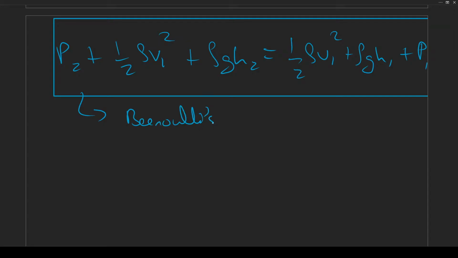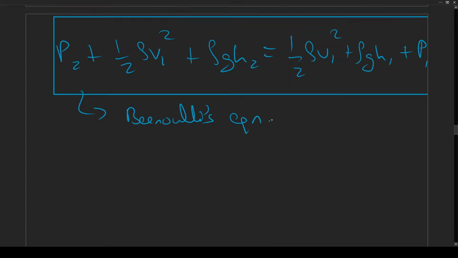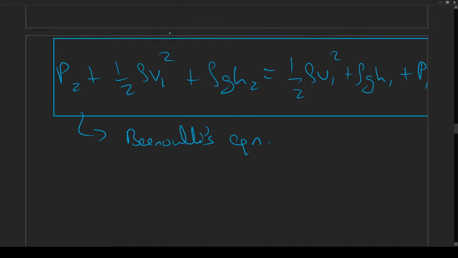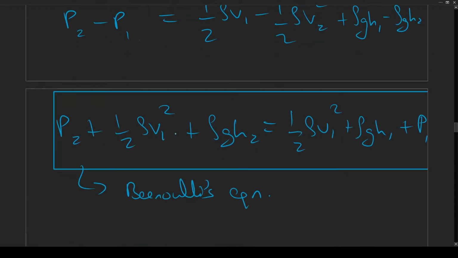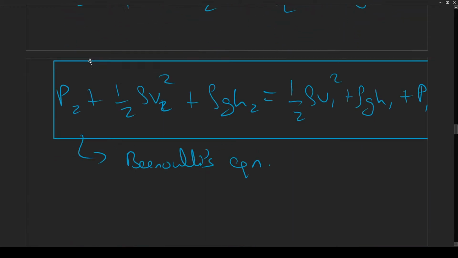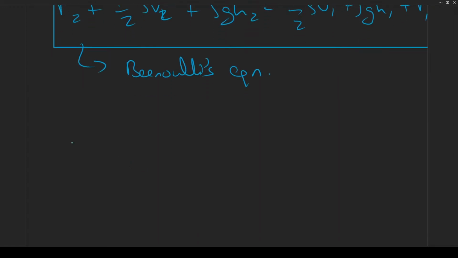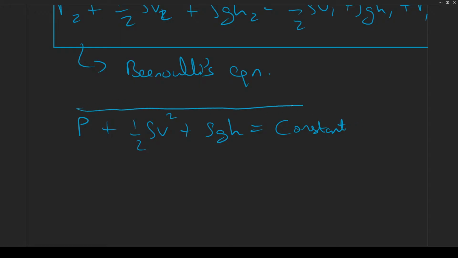Bernoulli's derivation. Based on this, since there are two different values at two different positions, and this is supposed to be two, at any two different positions of the pipe we can consider P plus half rho V square plus rho GH to be constant, and we can derive two forms of this equation.